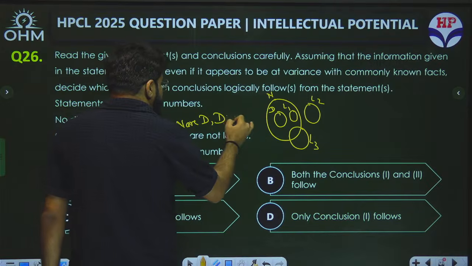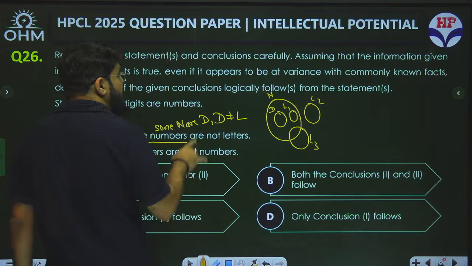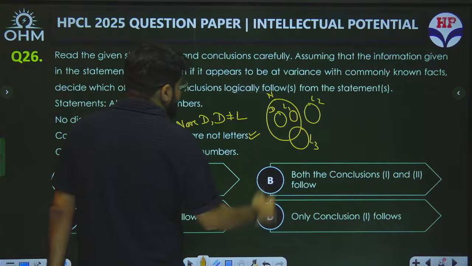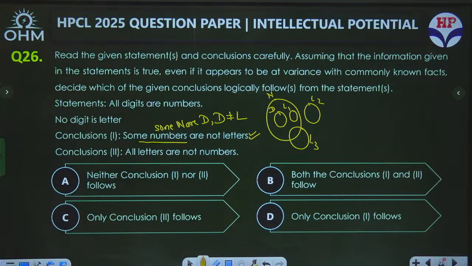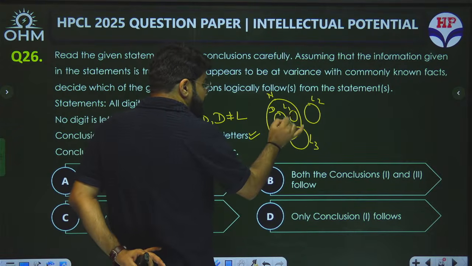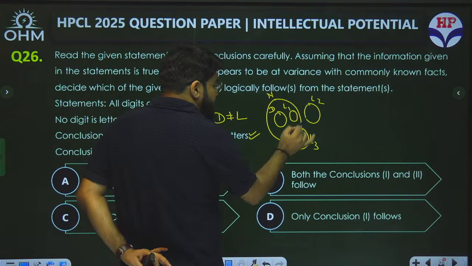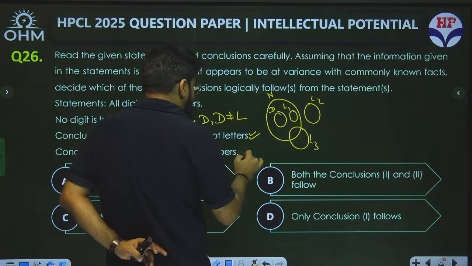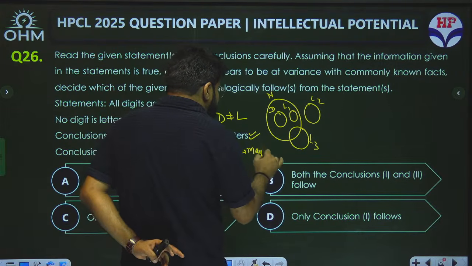But digit is not equal to letter. So, some numbers are not letters. Correct, 100% correct conclusion. Then all letters are not numbers. Now see, all letters may be numbers, or some letters may be numbers, or all letters may not be numbers. This is maybe. Maybe is never a conclusion.